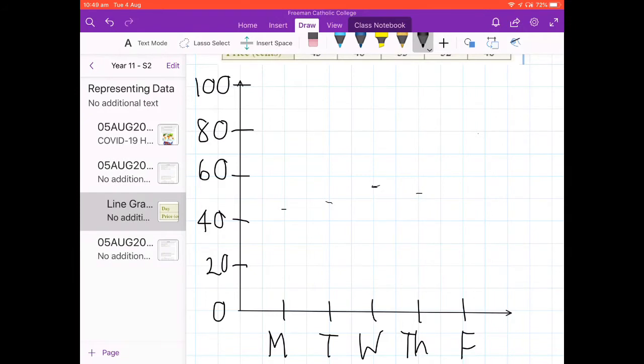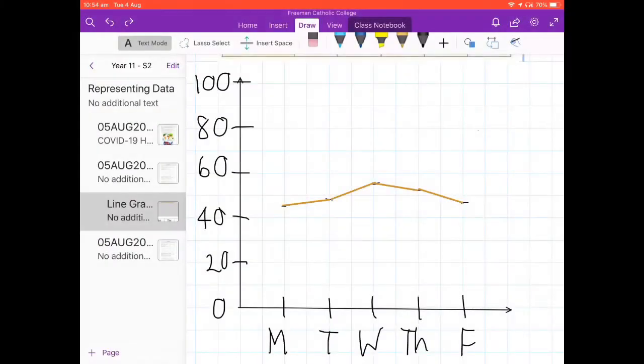Now, you'll notice that a lot of the values are between the 40 and 60 range. However, don't forget that your vertical axis must always start at 0 when plotting a line graph. Okay, now, drawing the dots, it's like dot to dot, starting from the very first point to the last point.